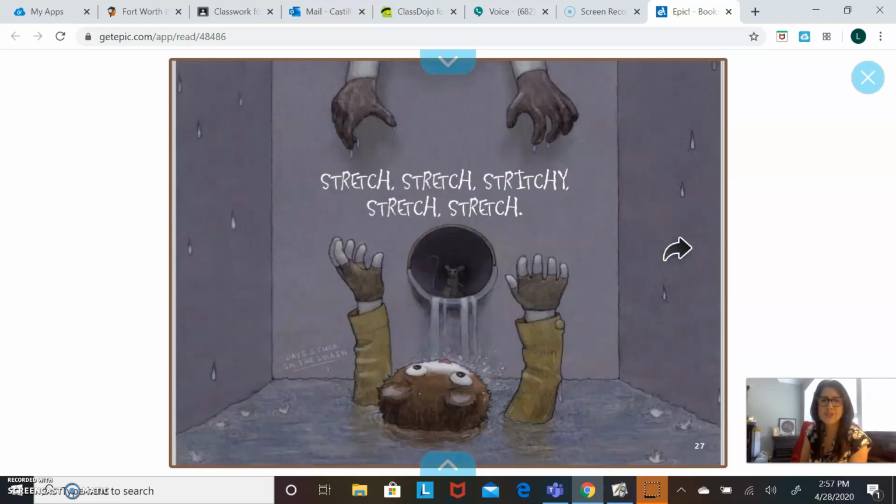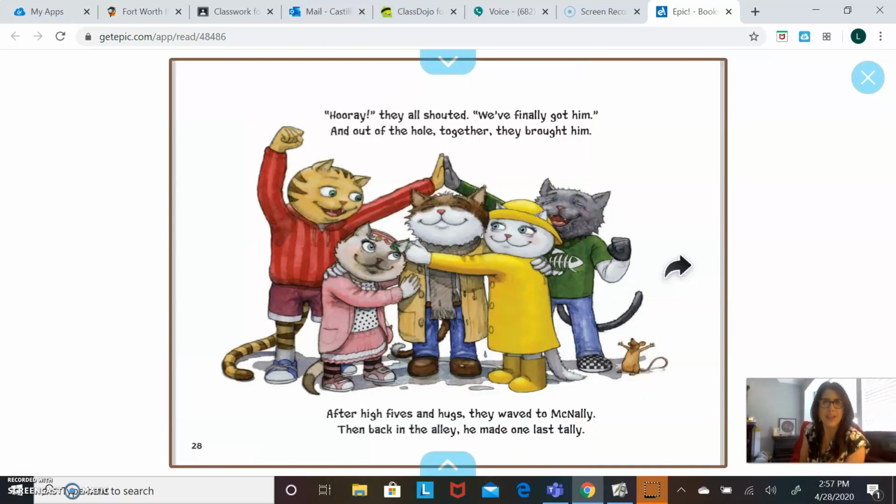Stretch, stretch, stretchy, stretch, stretch. Look, they're so close. And I notice here it says days stuck in the drain: one tally mark, so that's 1. So he's still making tallies, isn't he? "Hooray!" they all shouted. "We finally got him!" And out of the hole together they brought him. After high fives and hugs, they waved to McNally. Then back in the alley, he made one last tally.